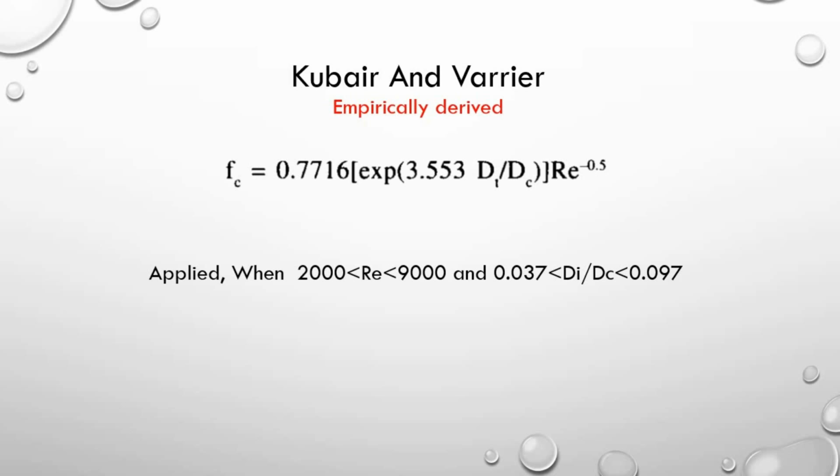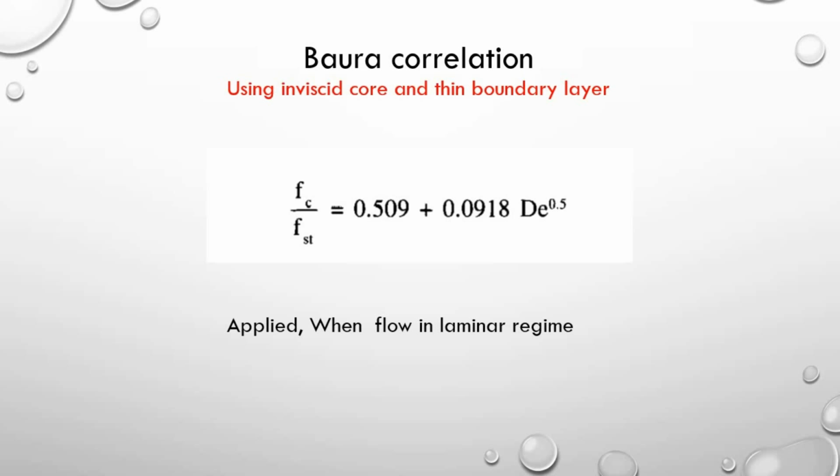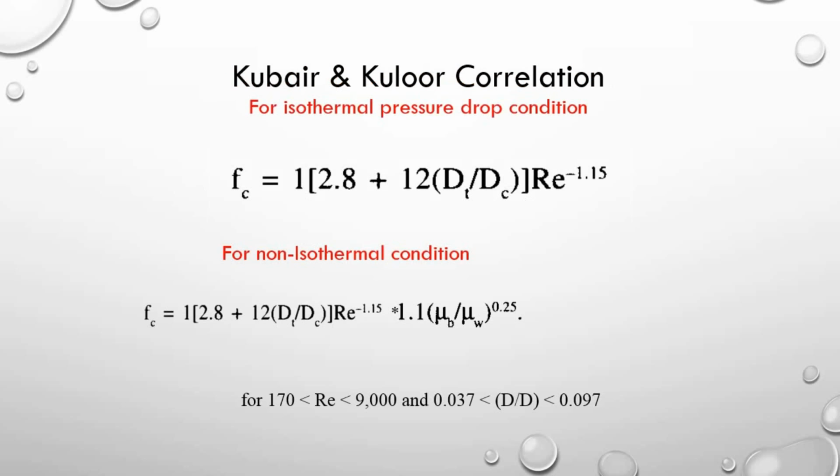And in 1963, Ward provided another correlation based upon an inviscid core plus a thin boundary layer. The flow in the core lay in a plane parallel to the plane of symmetry. The relationship is applied in the laminar flow regime.